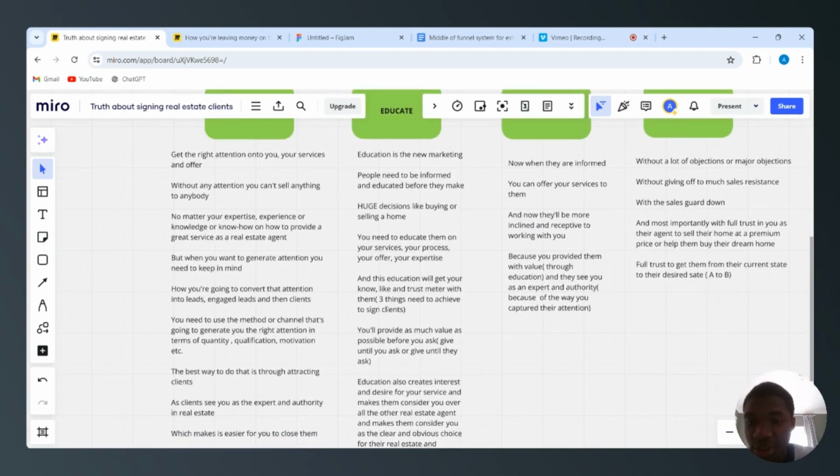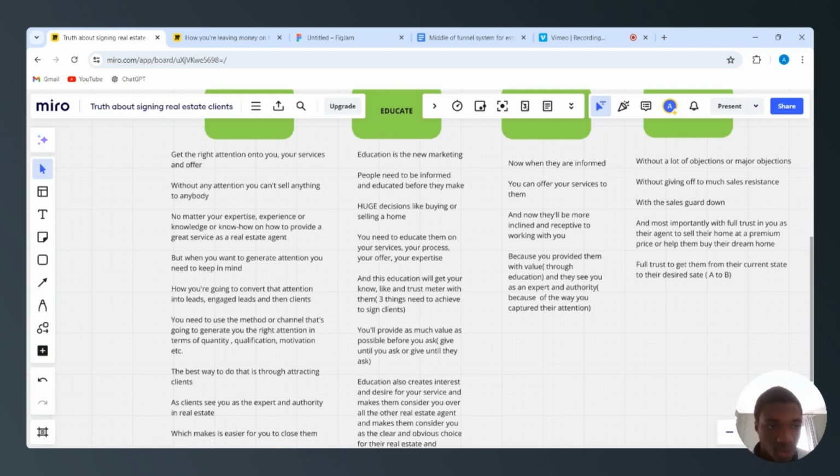So when you want to generate attention, you need to keep something in mind: how you're going to convert that attention into leads, engaged leads, and then clients. You need to use the method or channel that's going to generate the right attention in terms of quantity, qualification, so people that are actually qualified, and motivation, people that are actually motivated to buy or sell now. The best way to do that is through attracting clients as they see you as an expert and authority in real estate, which makes it easier for you to close them.